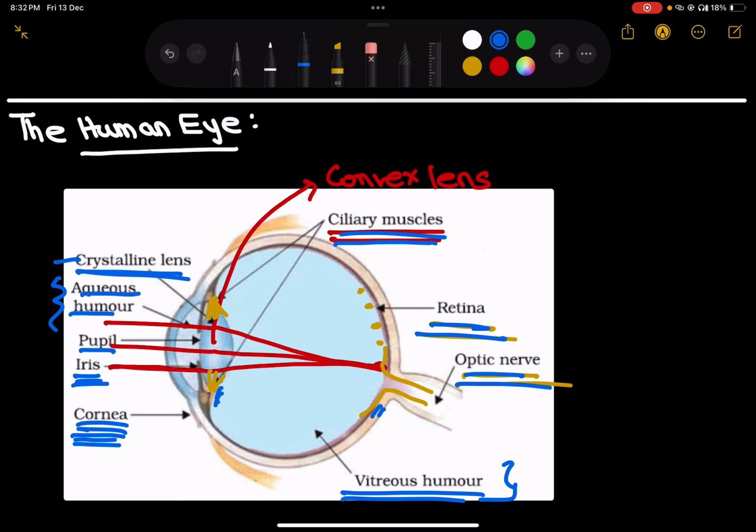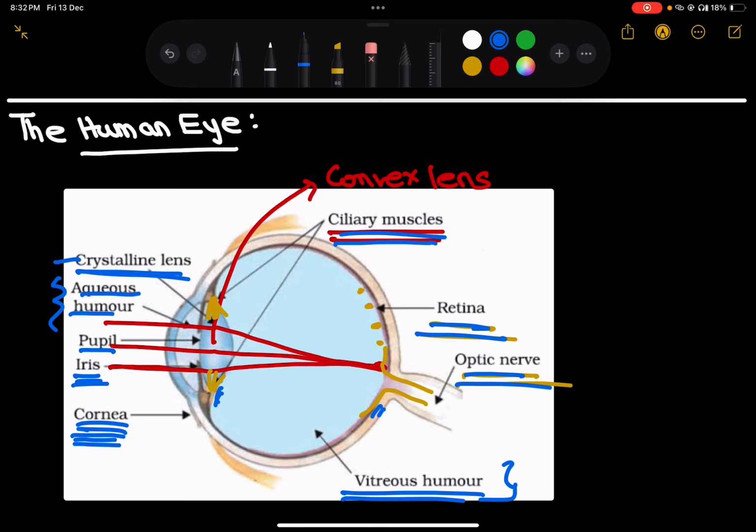Now it cannot do this on its own. So that is why the ciliary muscles are present. They adjust the size and shape of the eye lens. Now the light finally, the eye lens forms an inverted real image on the retina. The retina is a thin membrane which has thousands and thousands of light sensitive cells, rods and cones, right? Rod and cone cells.